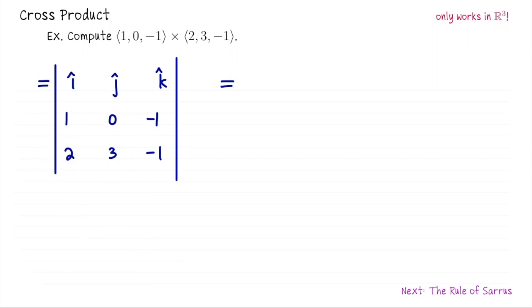Now what we're going to do is take essentially a 3x3 determinant. If you know how to take a 3x3 determinant, that's great. You have a little bit of a head start. If you haven't seen that before, it's okay. I'm teaching you how to take the cross product right now. So this is the algorithm that you need to learn.